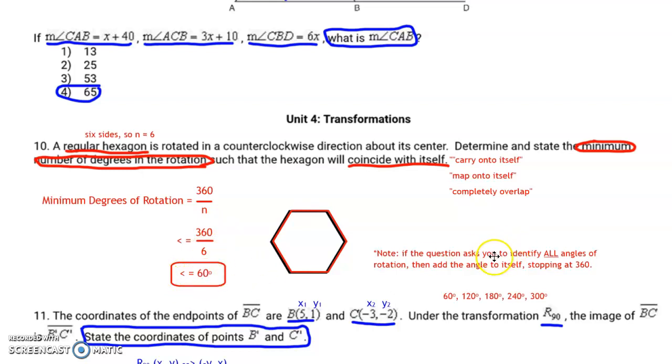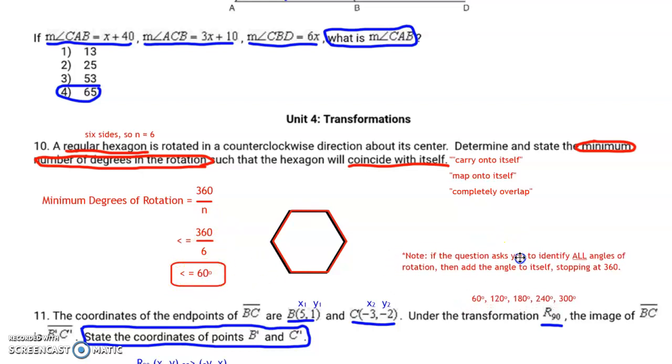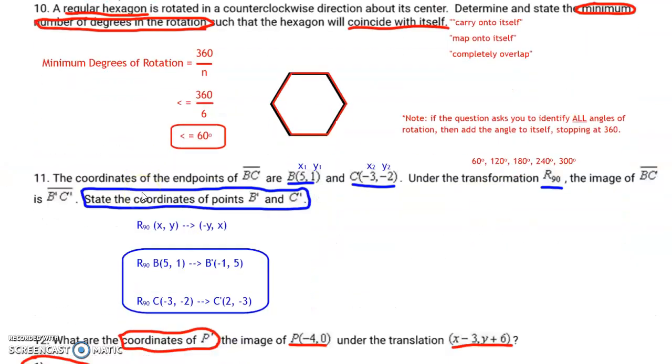If the question were to ask you to identify all angles of rotation, then you're supposed to add the angle to itself, stopping at 360. So I got 60 degrees, so the answers are going to be 60, 120, 180, adding 60 every time, 240, 300, but I stop at 360. Anytime I take any shape and rotate it 360 degrees, it maps onto itself, so that's not a special number of degrees of rotation. It's true for any shape.